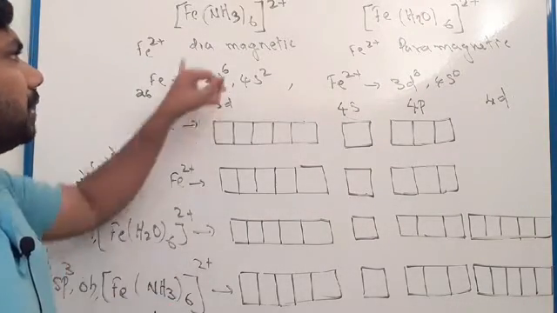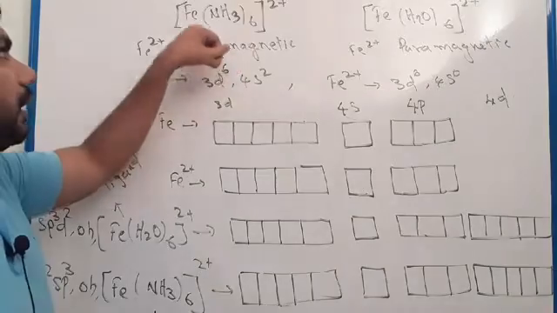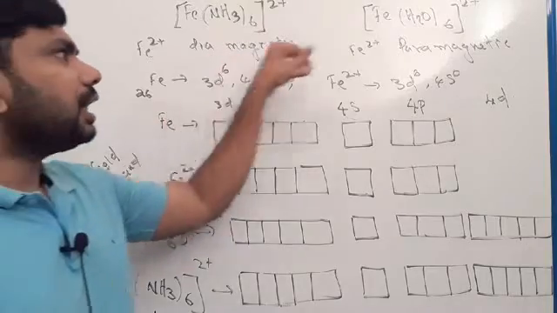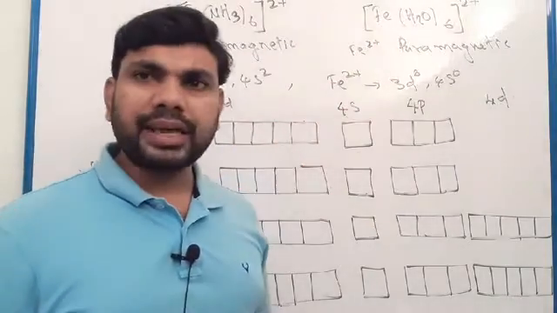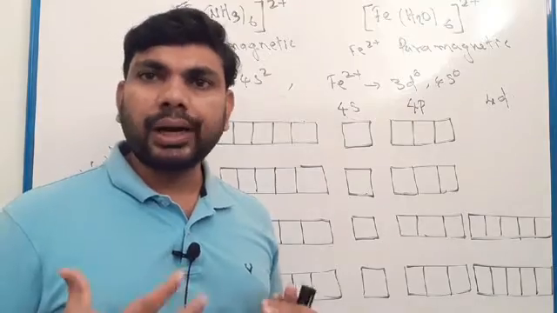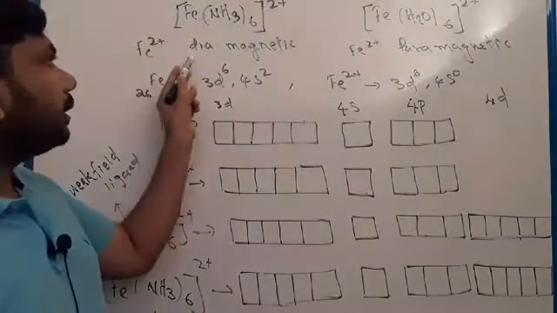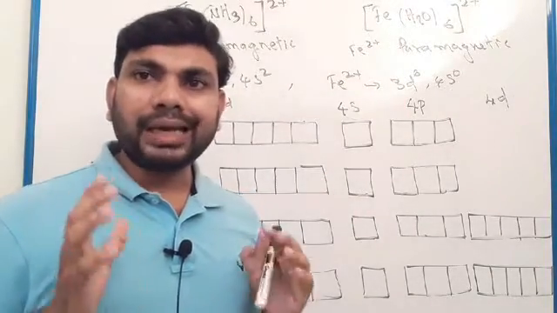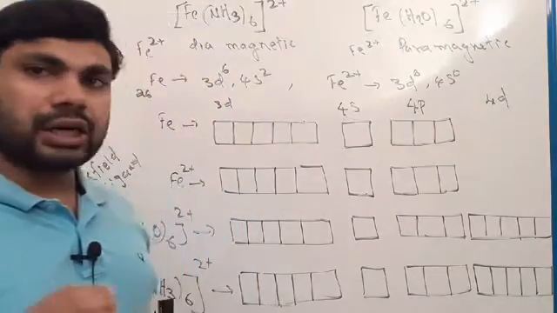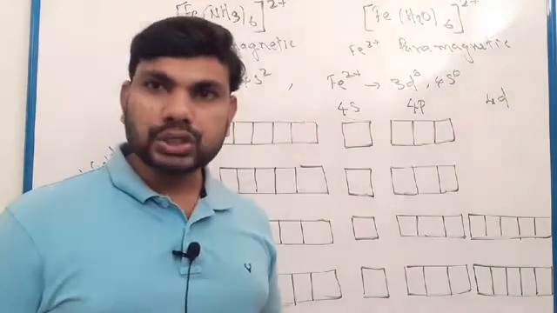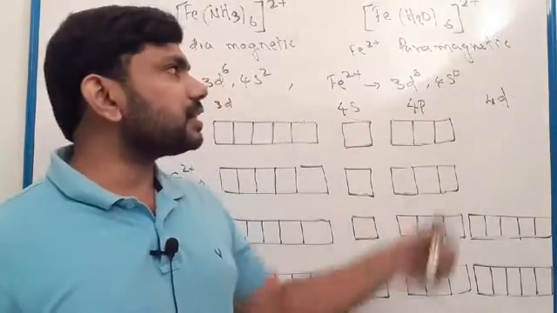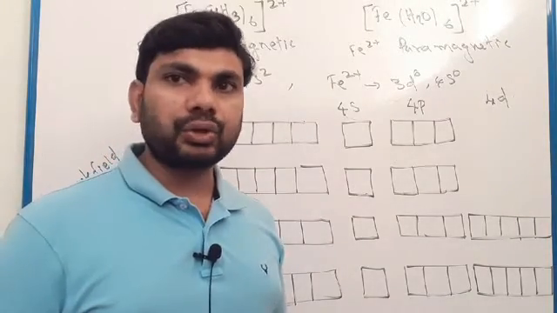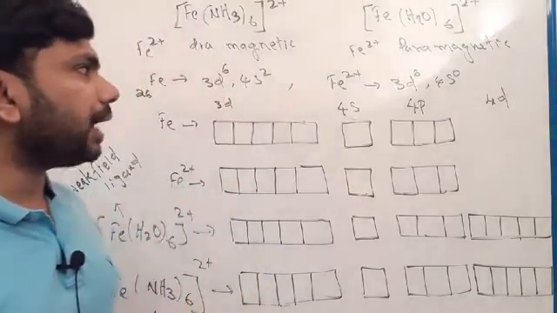But here it is given that the first one, Fe(NH3)6 2+, is diamagnetic, and the second one is paramagnetic. Explain why iron is diamagnetic here and why iron is paramagnetic here. You know, diamagnetic means a substance which contains only paired electrons. Paramagnetism means a substance which contains unpaired electrons. That is diamagnetic and paramagnetic.